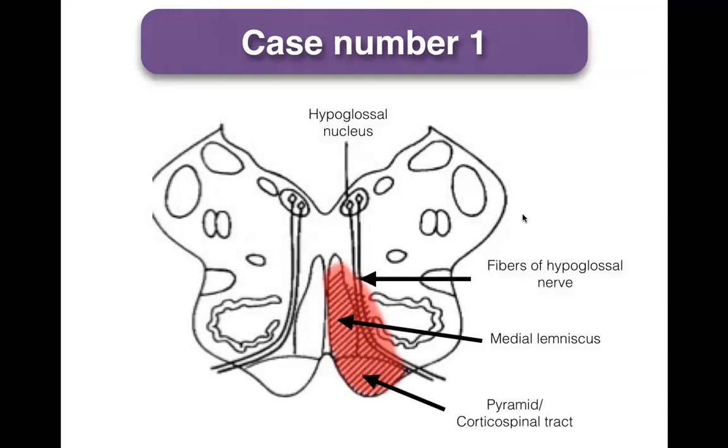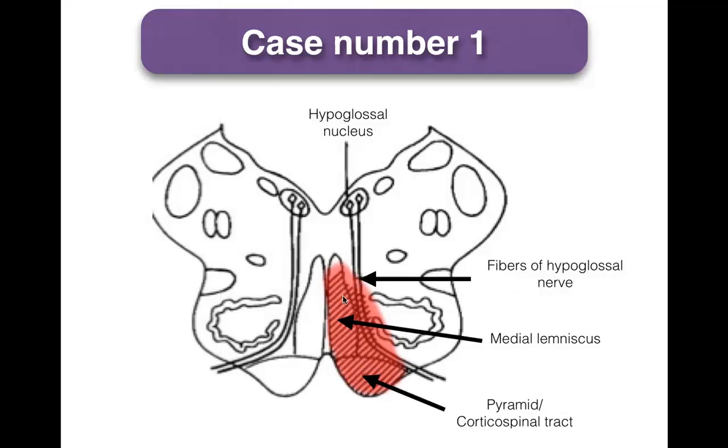So we have here a cross-section of the brainstem at the level of the medulla. Shaded in red is the part of the brainstem that is affected in medial medullary syndrome. What structures are found here? The fibers that would form cranial nerve number 12 are found here. This is responsible for the deviation of the tongue.